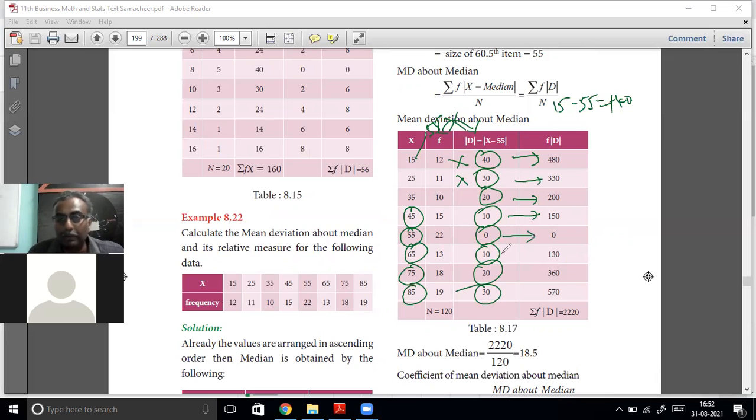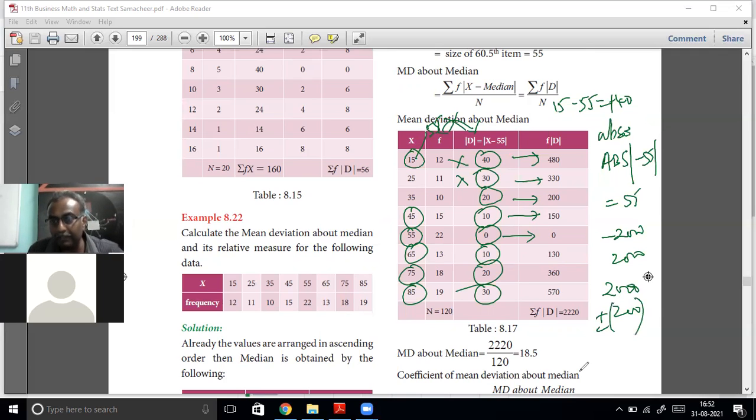Why did the symbol change, Uncle? 15 minus 55. Have you never heard of absolute value? The ABS function. ABS of minus 55 is 55. ABS of minus 2000 is 2000. ABS of plus 2000 is also 2000. You will remove the plus and minus. You will take only the absolute value.